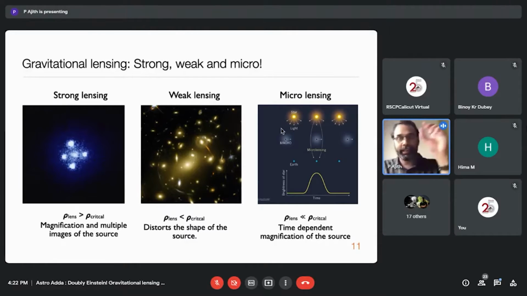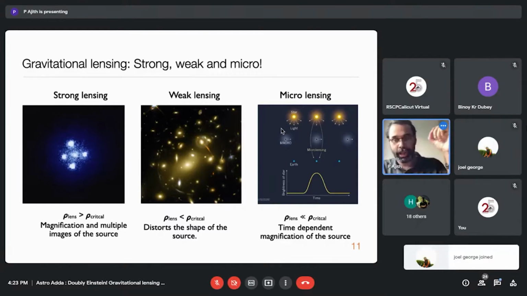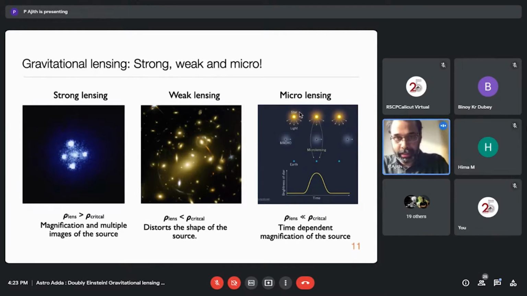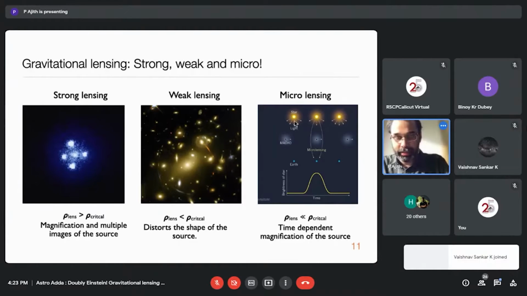But if there is a relative motion between the lens and the source, then this microlensing can produce a time-dependent change in the magnification of the distant source. So here is a cartoon example. Time is running from left to right. And there is a distant star here. And there is a compact object, codenamed Macho, in between this star and us.